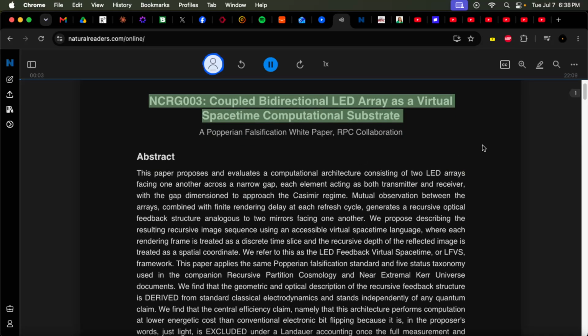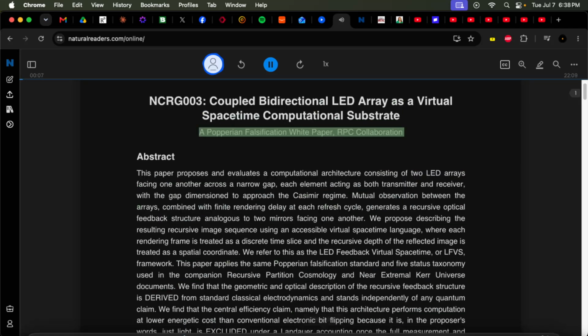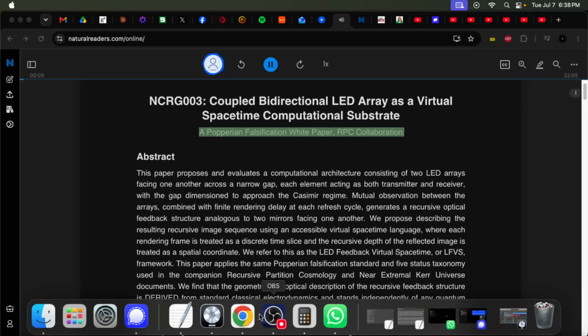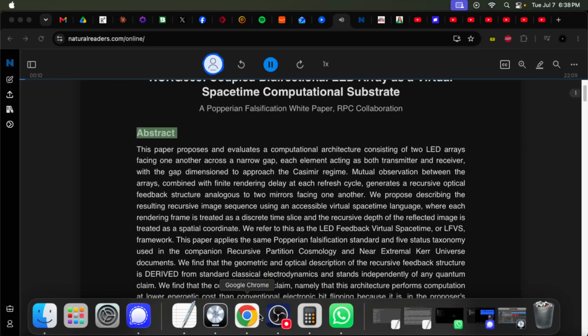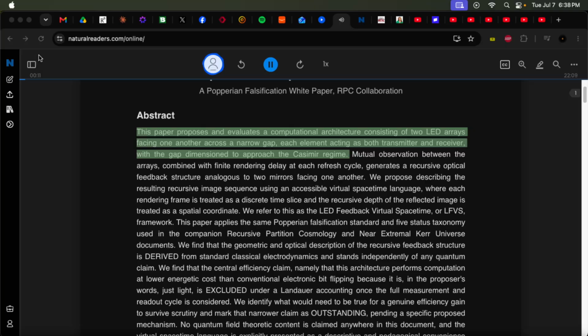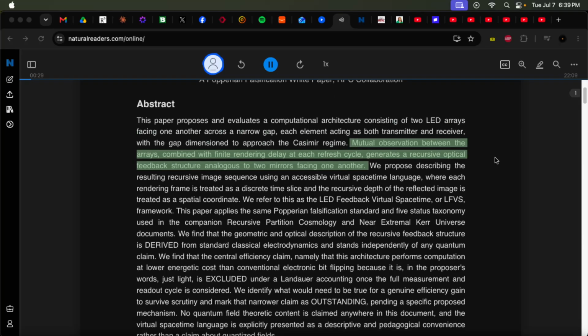NCRG003, coupled bidirectional LED array as a virtual spacetime computational substrate. A Popperian falsification white paper, RPC collaboration. Abstract. This paper proposes and evaluates a computational architecture consisting of 2 LED arrays facing one another across a narrow gap, each element acting as both transmitter and receiver, with the gap dimension to approach the Casimir regime.